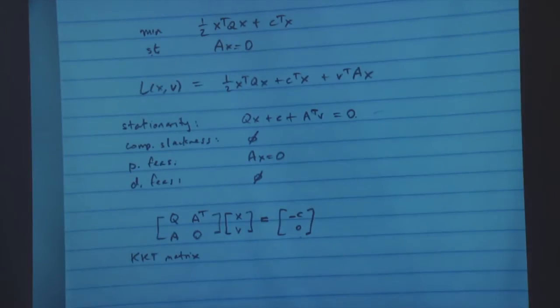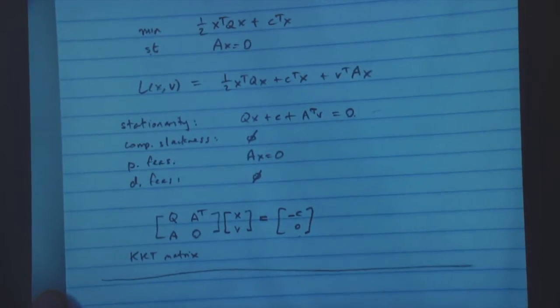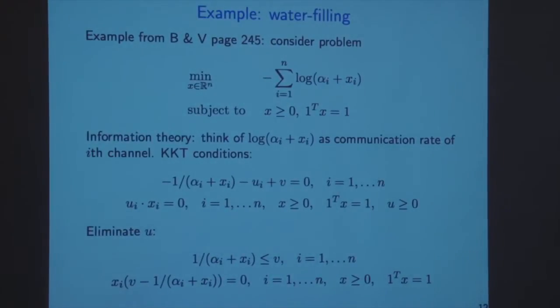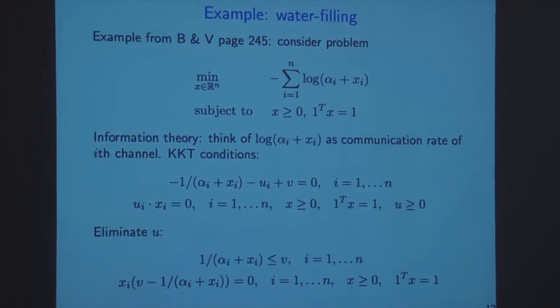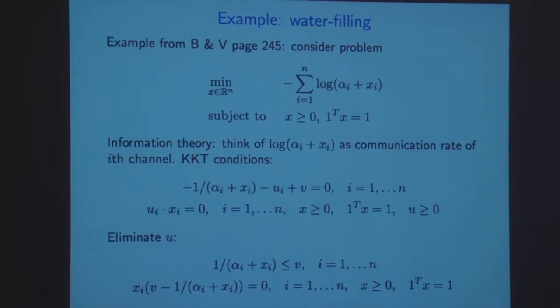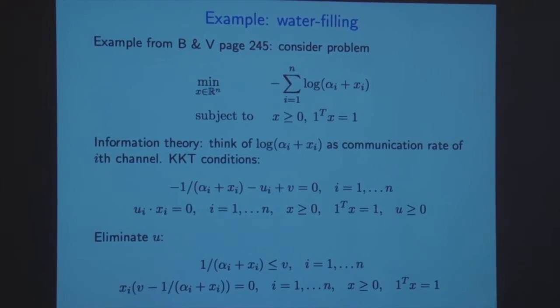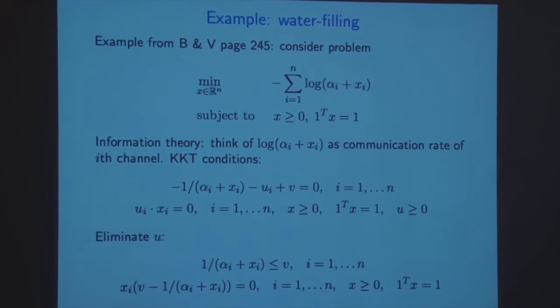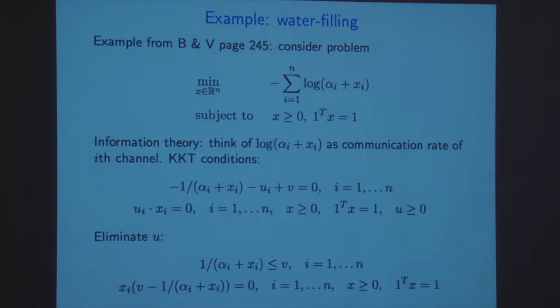Let's do another example. This one is a little more sophisticated. Another convex problem, which is sometimes called communication optimization or water filling. You'll see why it's called water filling, because essentially we can reduce it to a problem that's akin to a water filling problem. So the problem is to minimize over all x the following criterion.